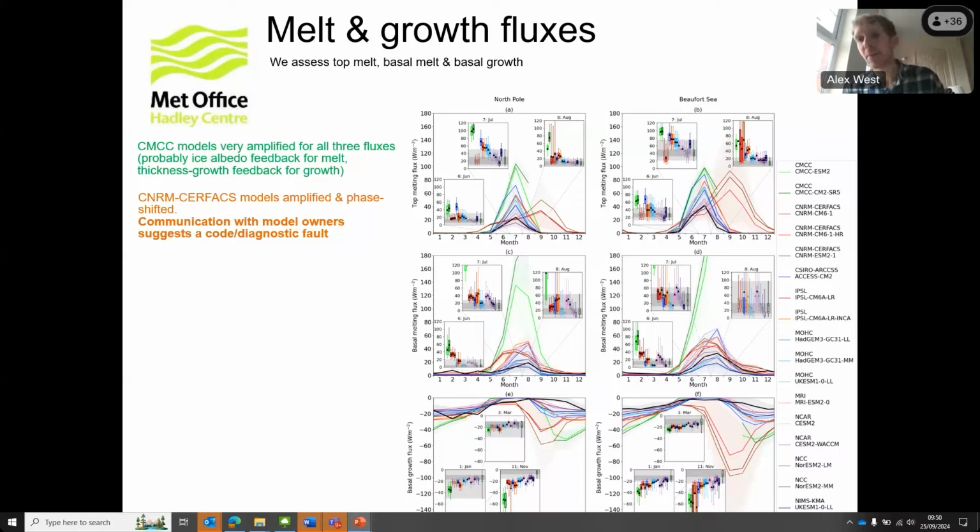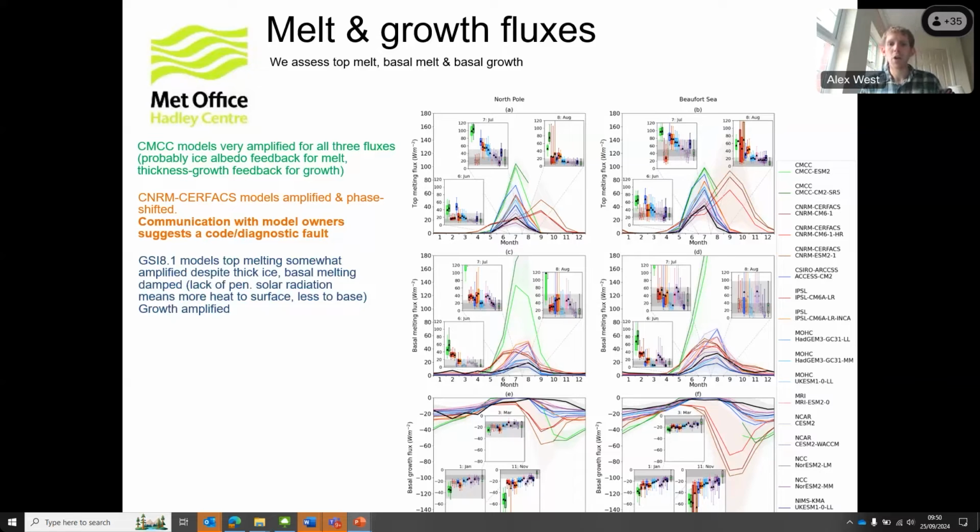And this is why, incidentally, that these models don't show a large amplitude of sea ice thickness, despite being quite thin, because their top melting and basal growth tend to occur at roughly the same times of year. It's quite net neutral for the ice thickness. And we've spoken to the model owners about this, and they think that there is actually a problem with the models here, and that's why this happens. Moving on to the ones that are close to the observations.